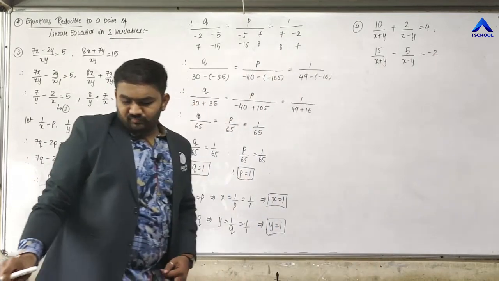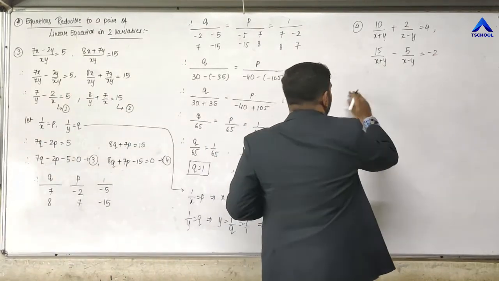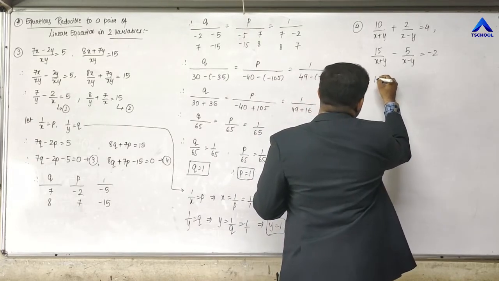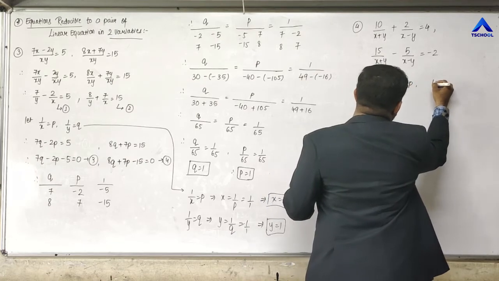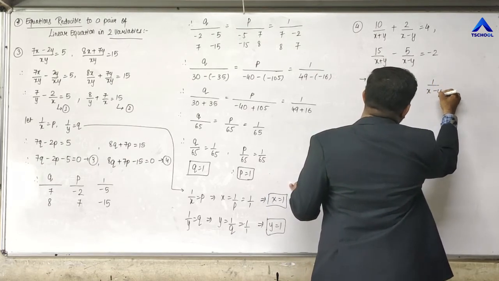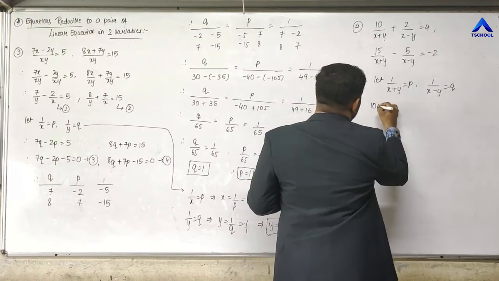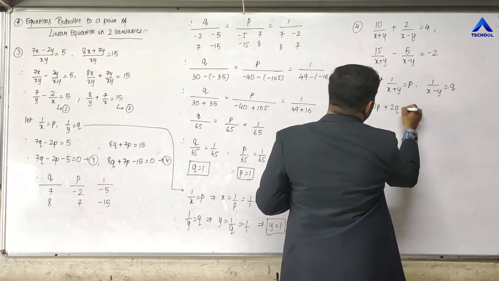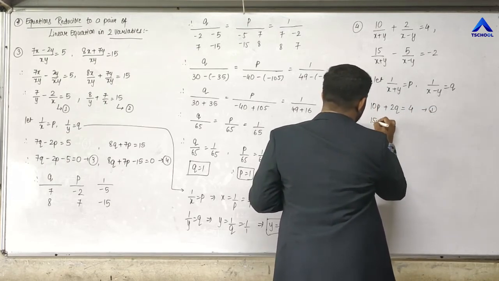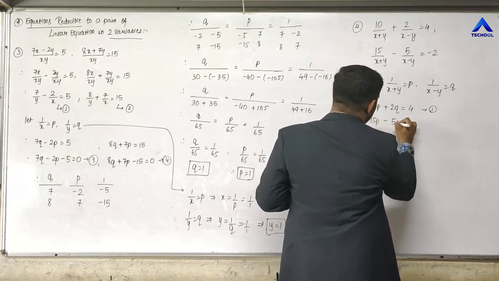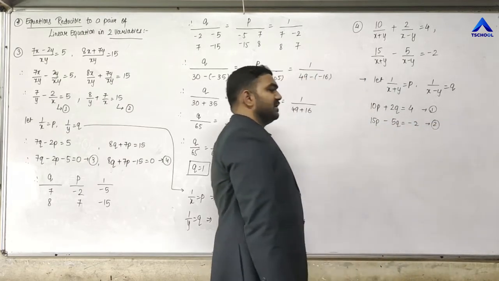Right. So friends, this is the given question to you. Now let me start here up to 2 steps, then do it by yourself. Let 1 upon x plus y equals p and 1 upon x minus y equals q. So the given equations become 10p plus 2q equals 4, that is the first one, and 15p minus 5q equals minus 2, this is the second one.